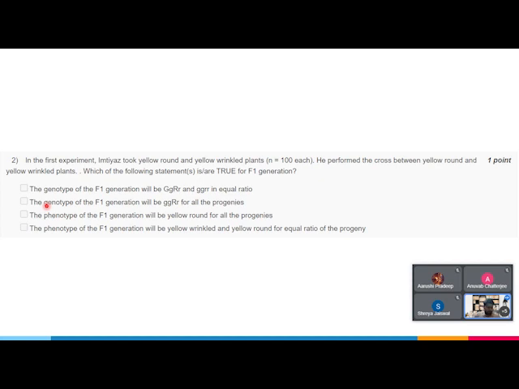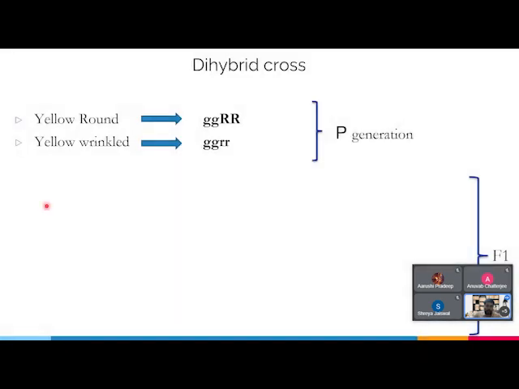Let me help you with the first part. For yellow round, the first type of plant he took, the genotype is gg, RR, and yellow wrinkled means the genotype is gg, rr. This is the parental generation, the P generation. We have to find out what the situation is in the F1 generation. This is a dihybrid cross because there are two traits we are talking about, yellow and round, the color and the seed quality.